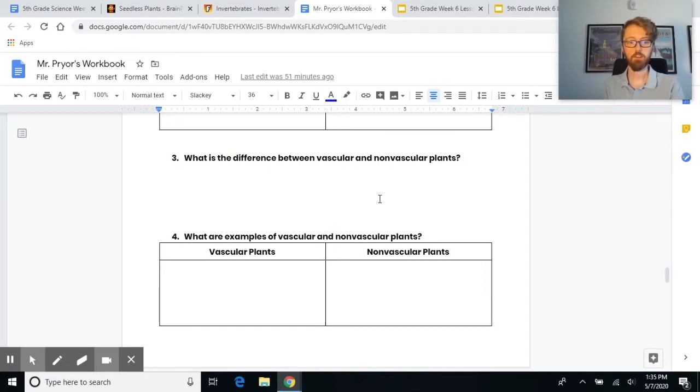I heard that ferns and horsetails and spike mosses are all vascular plants. Trees, flowers, and grasses are also examples of vascular plants, but they also have seeds. Non-vascular plants, I heard examples of liverworts and mosses. Did you hear anything else?